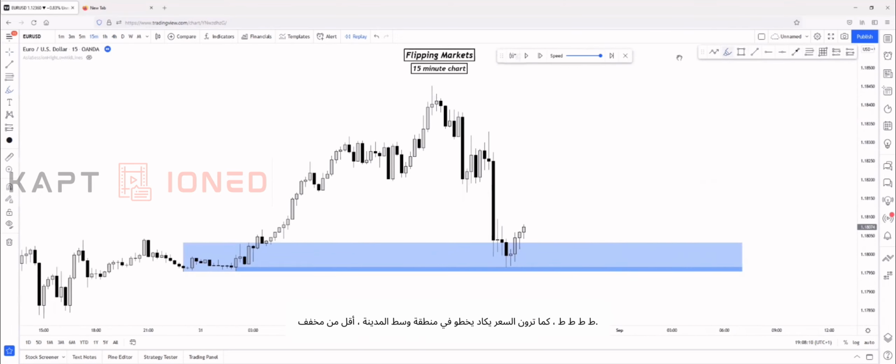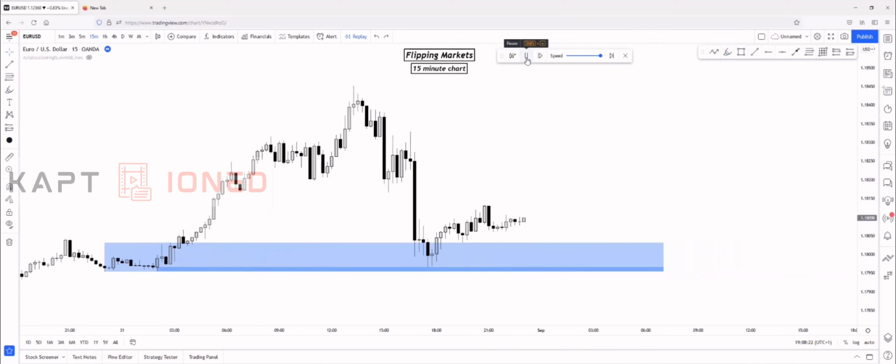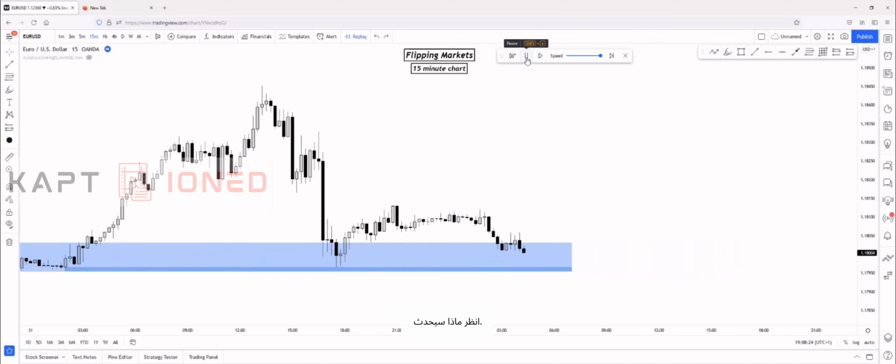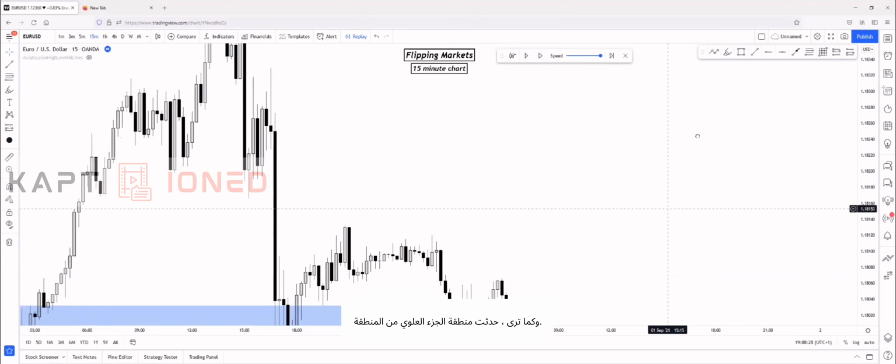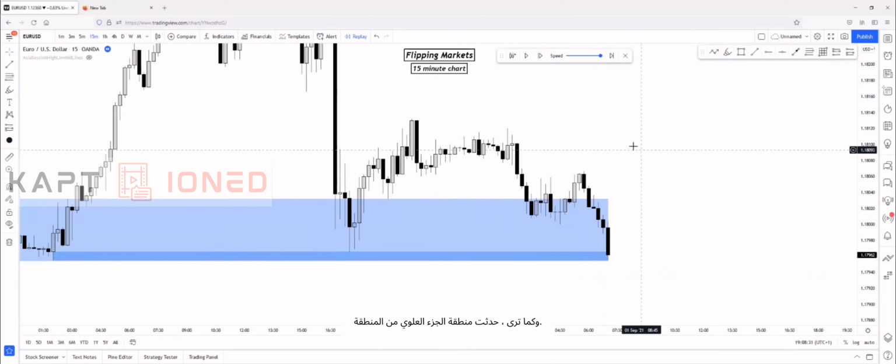As you can see, price almost tapped the lower area, the last unmitigated 50-minute POI. It almost tapped that zone, so we will expect the tap of this zone. I will just play price forward again. See what happens. Okay, price is really, really close to this zone. And as you can see, the tap of this zone happened.